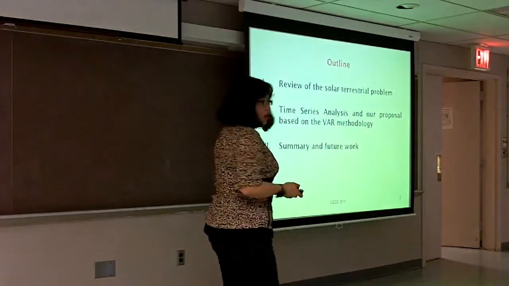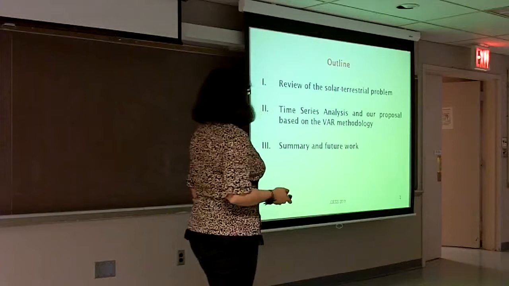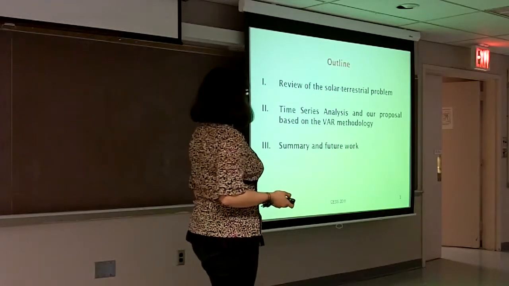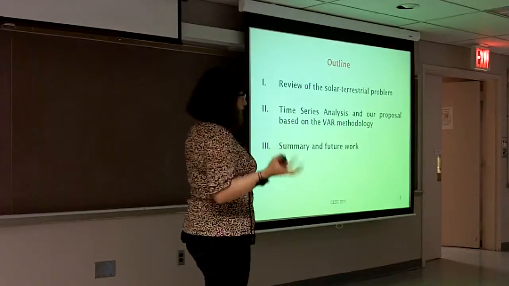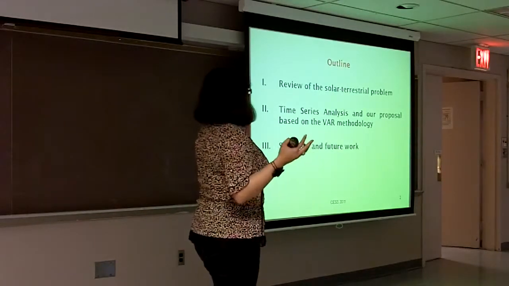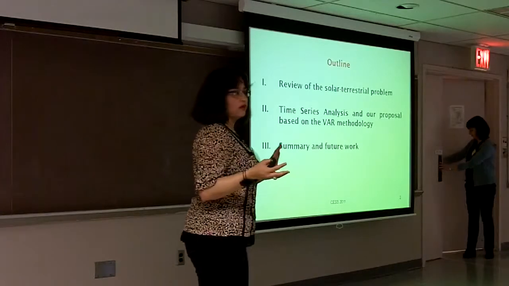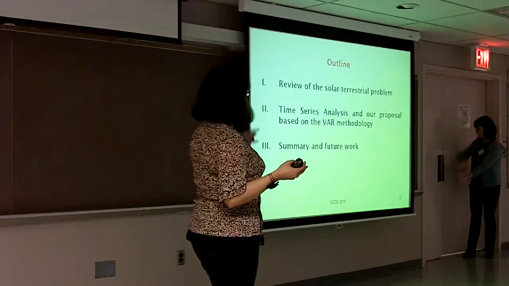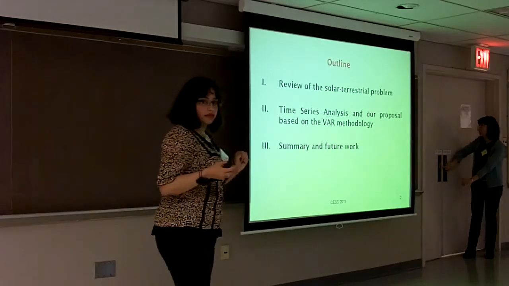In the first part, I will give you a brief review about the solar system, about the solar terrestrial problem. In that part, I will talk a little bit about the solar activity itself, and then I will introduce you to some of the important concepts about the terrestrial climate, and finally, I will talk about the solar terrestrial problem, that this is a very important issue.